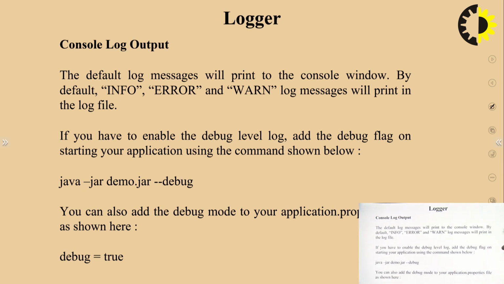If we have to enable the debug level log, add the debug flag when starting your application using the command shown below, and the command is java -jar demo.jar --debug. We can also add the debug mode to our application properties as shown below. We can say our debug value is equal to true.